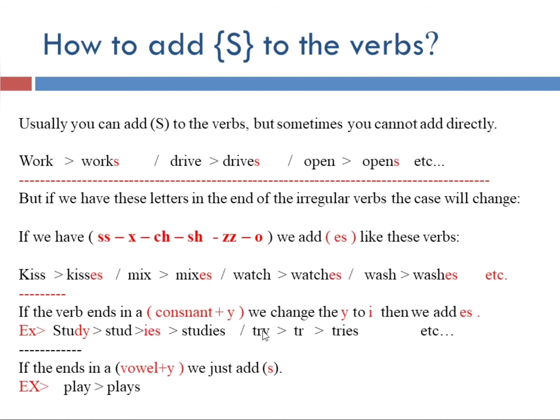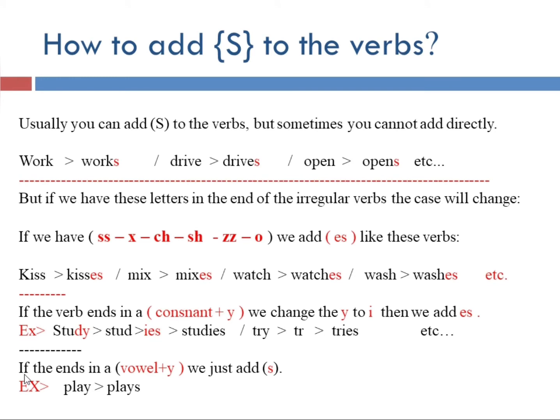Try. So try, because we have r before the y. R is a consonant, then we have y. So the word would be tries, because we remove the y, and then we add ies.